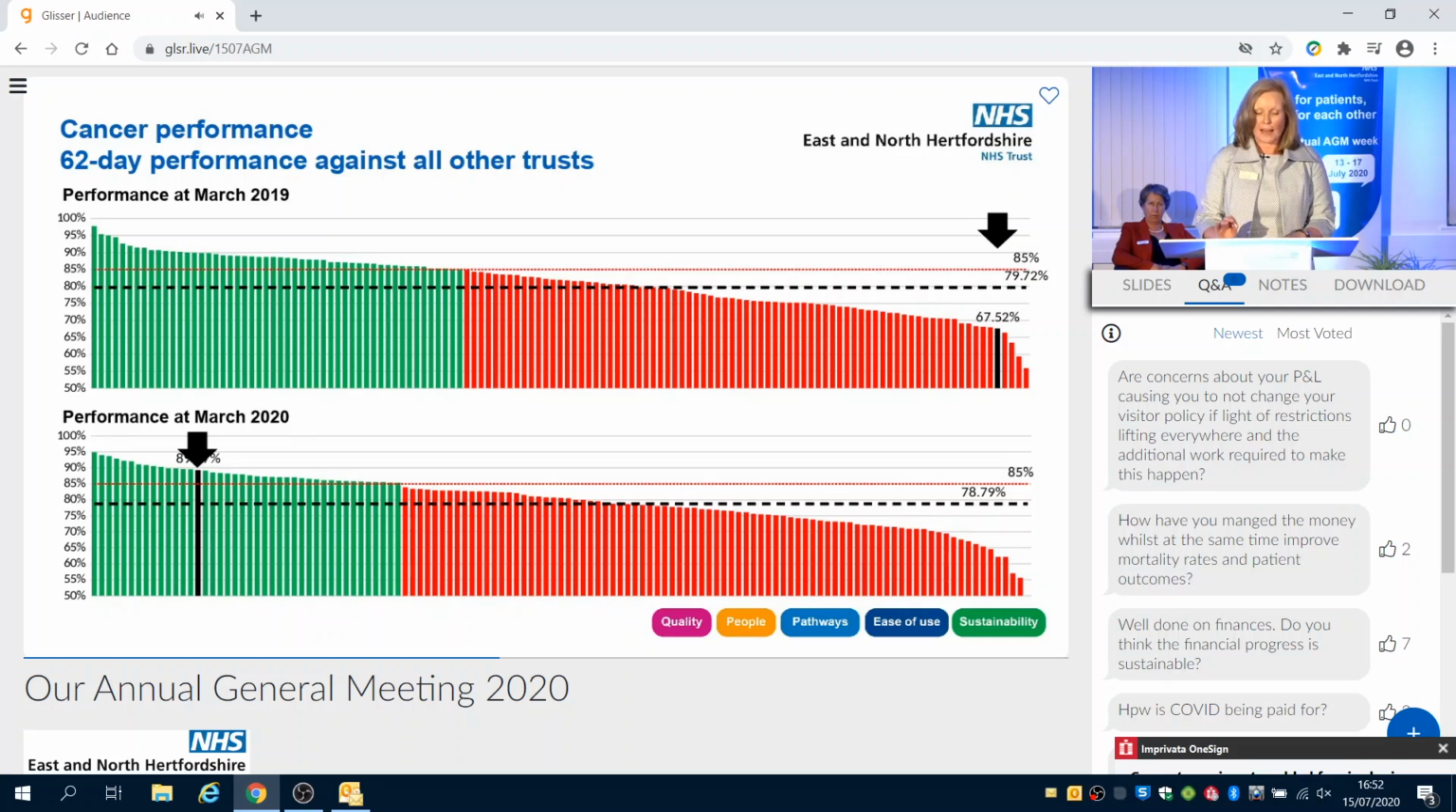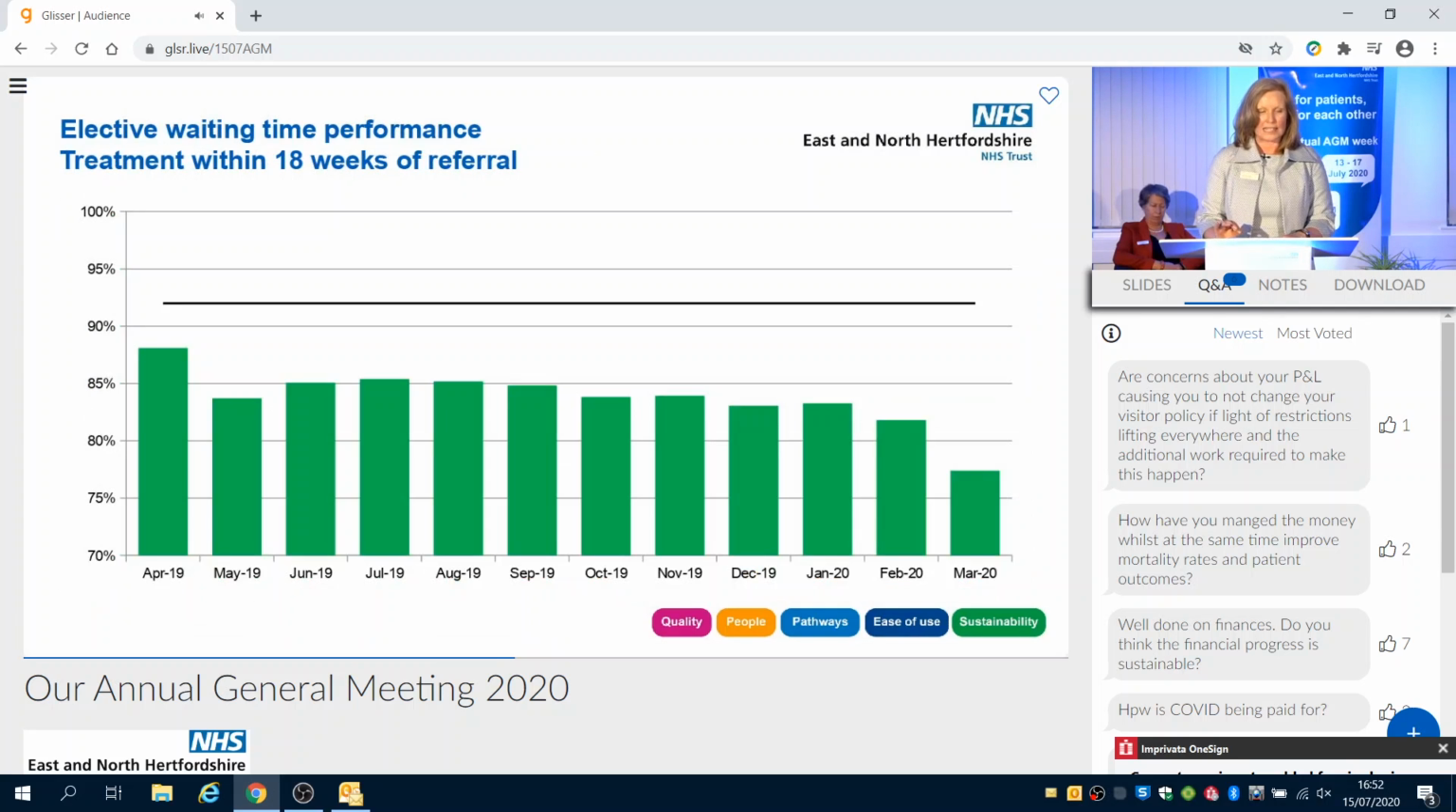This slide powerfully demonstrates the improvement on the 62-day standard and its ranking nationally. In March 2019, we were 127th out of 131 acute trusts. In March 2020, we were 15th. This is down to the great care by all the teams across clinical, nursing, operations, and support staff, and really great for our patients. Next slide, please.